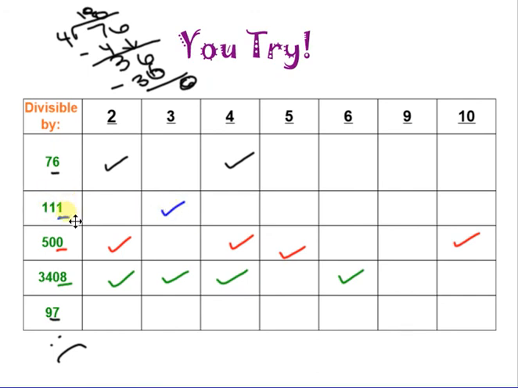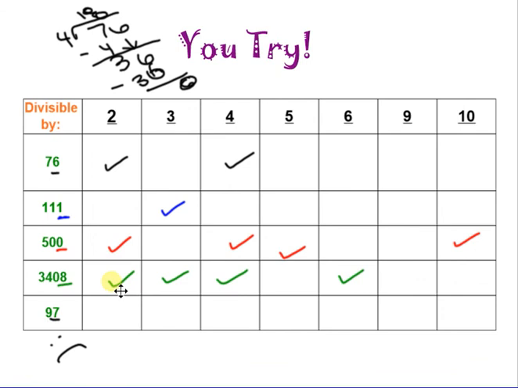1 plus 1 plus 1 is 3. The 500 is divisible by 2, ends in an even number. Divisible by 4 because 4 divided by 0 is 0, so technically it has no remainder. It is divisible by 5 because it ends in a 0 or a 5, and it is divisible by 10 because it does end in a 0.